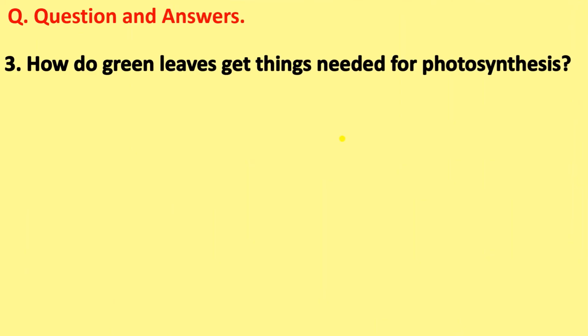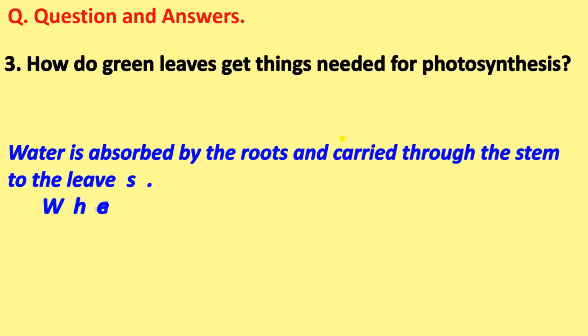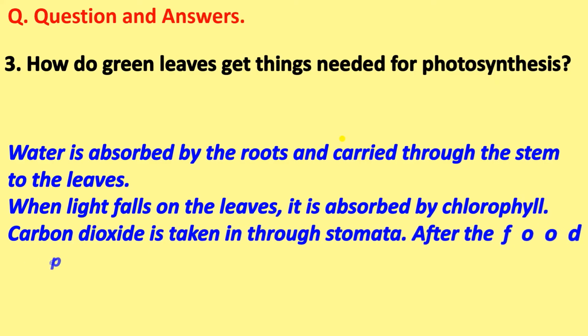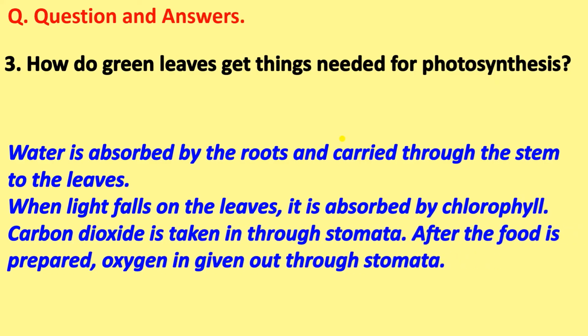Third question. How do green leaves get things needed for photosynthesis? Water is absorbed by roots and carried through the stem to the leaves. When light falls on the leaves, it is absorbed by chlorophyll. Carbon dioxide is taken in through stomata. After the food is prepared, oxygen is given out through stomata. So this is how green leaves get things needed for photosynthesis.